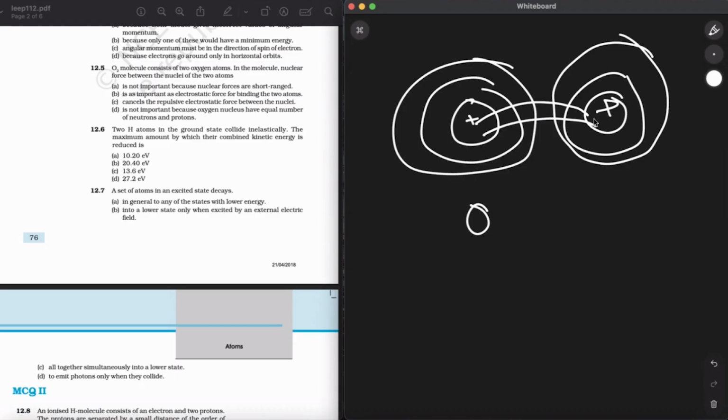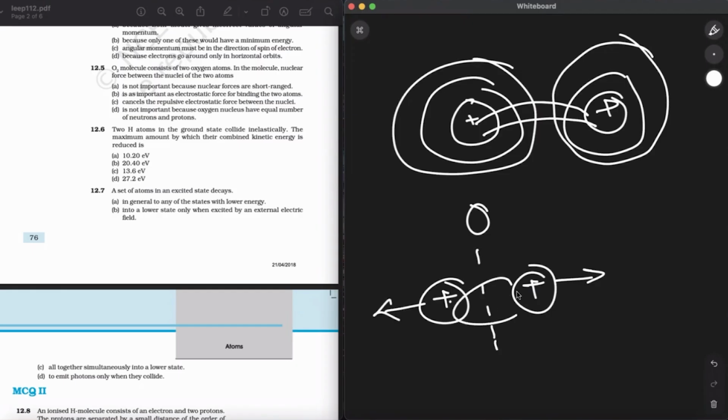The nuclear force between the nuclei of the two atoms is not important because nuclear forces are short-range. Yes, this statement is correct. Why? Because nuclear force is much stronger than Coulomb's force, and this overcomes the Coulomb repulsive forces. You see, there is a positive charge over here, there is a positive charge over here. This has a tendency to repel this away, this has a tendency to repel this away. We already know this. But the nuclear forces that are developed.